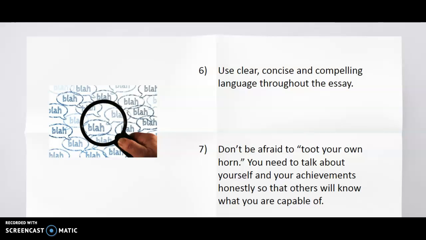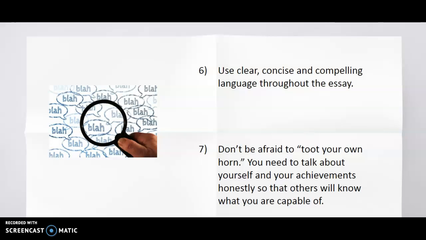So a good thing for number 6, clear, concise, compelling language, is thinking about the why and the how. Using descriptive language, not overused or boring, repetitive language. So words like very and good and interesting that are overused, get rid of them. Have someone look through your essay for those words specifically.